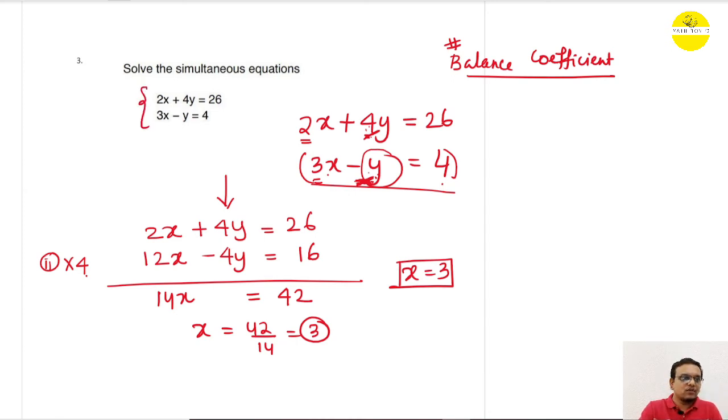Now see, two equations are given. I can take any one equation. For example, I am taking the second equation. We have 3x minus y equal to 4. Now I have got the value of x equal to 3.